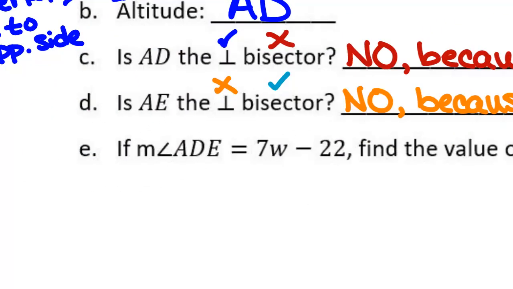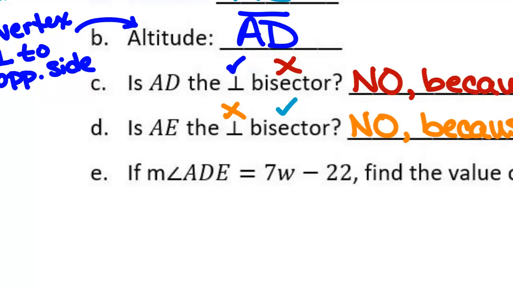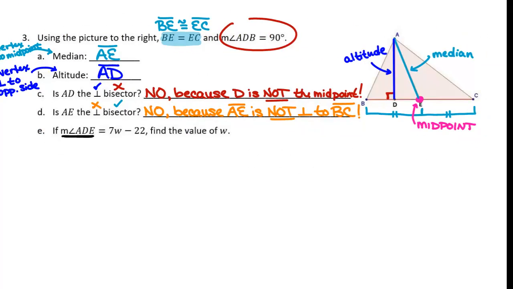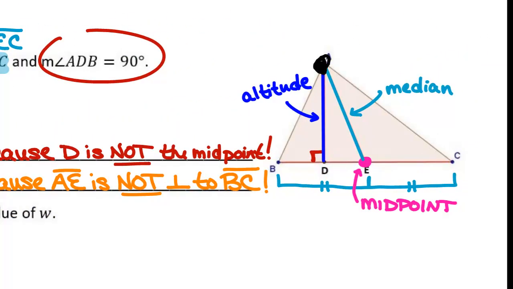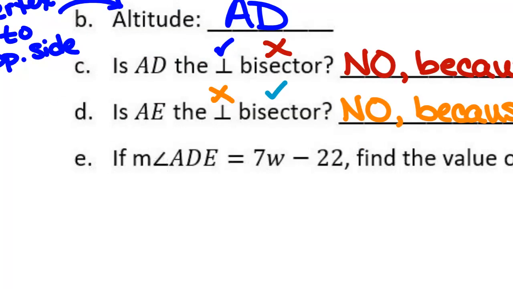All right, last question. It says, if the measure of angle ADE is equal to 7W minus 22, find the value of W. Well, let's go find angle ADE. ADE. What kind of an angle is that? That's a right angle. How big are right angles? 90 degrees. So angle ADE is a 90-degree angle.